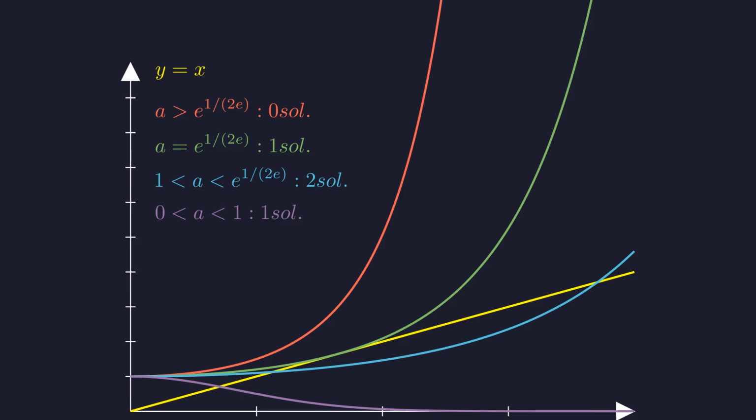Finally, the purple curve, for a equals 0.5, a value less than 1. The curve opens upwards and intersects the line exactly once. One solution, the visual evidence perfectly matches our rigorous derivation.